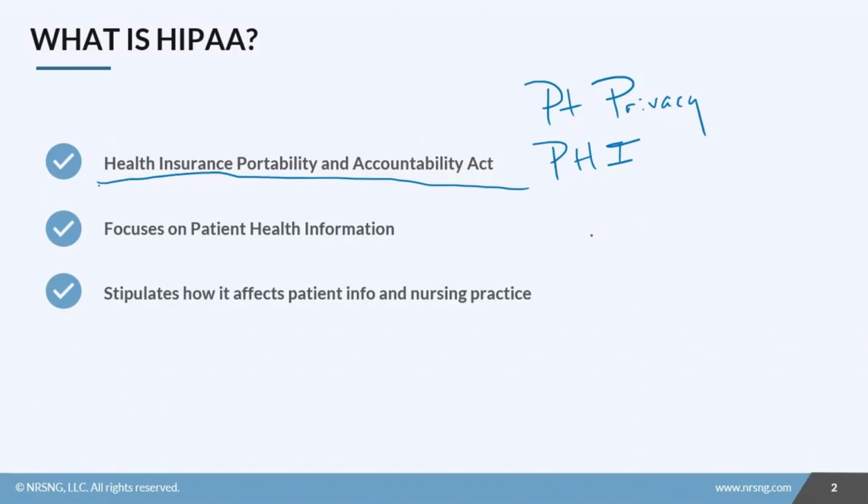The big thing here is that it's all about privacy. So lab tests, diagnosis, medical history, you name it, it all falls under this PHI. And you don't discuss that PHI unless it involves someone who is on what we call a need-to-know basis, which I'm going to talk about in just 1 second.